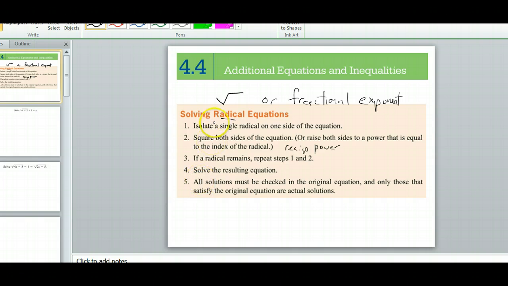But this is very important that you understand this. Okay, step 5 is not a good idea, it is a must. All solutions must be checked in the original equation, and only those that satisfy are your actual answers. But it's not a good idea anymore, it must be checked. You have to do step 5. Okay.